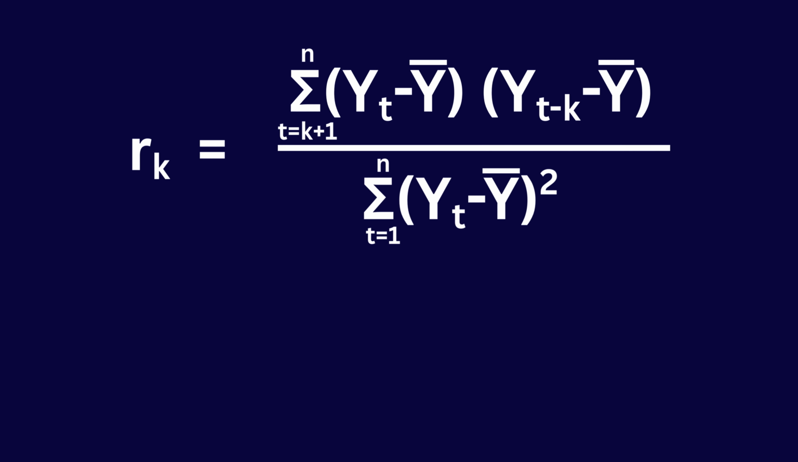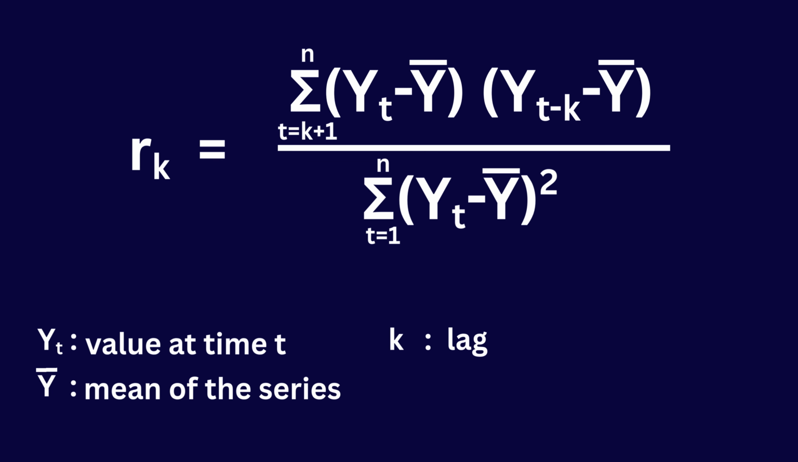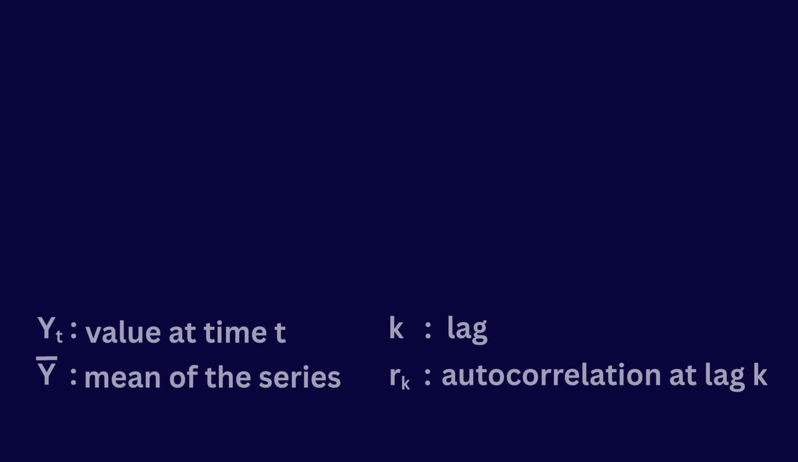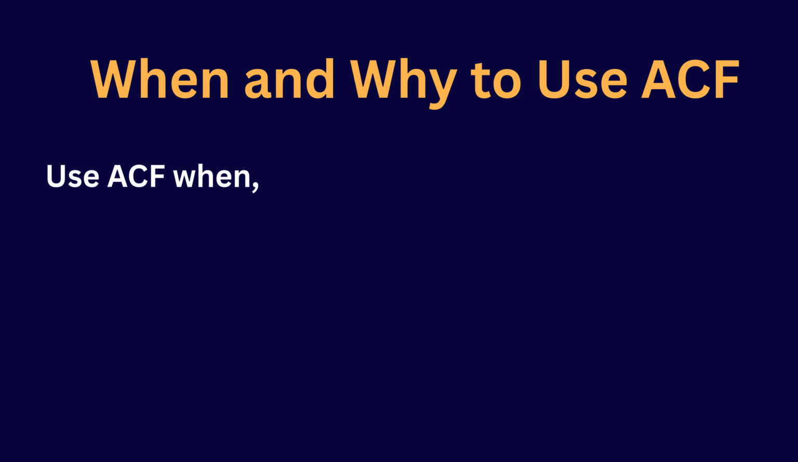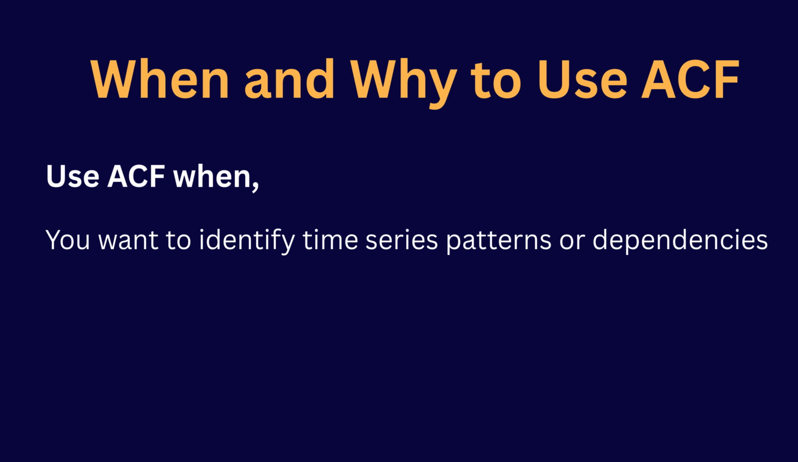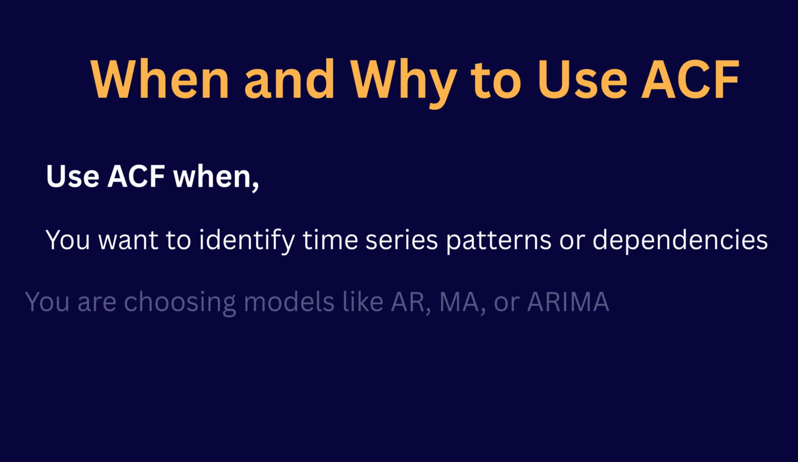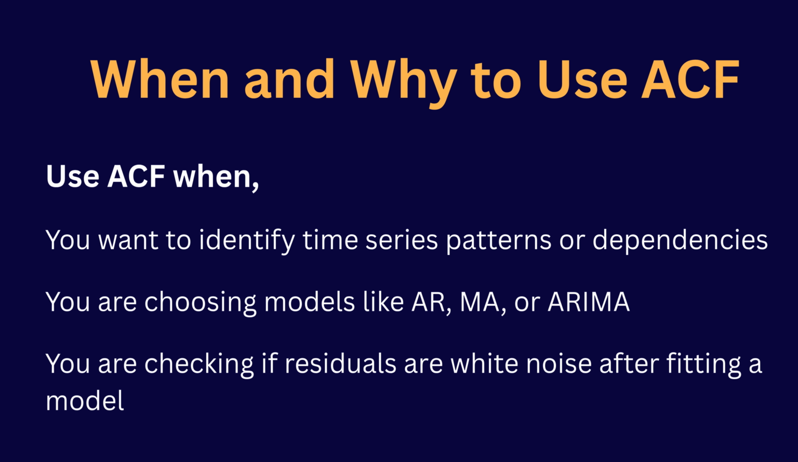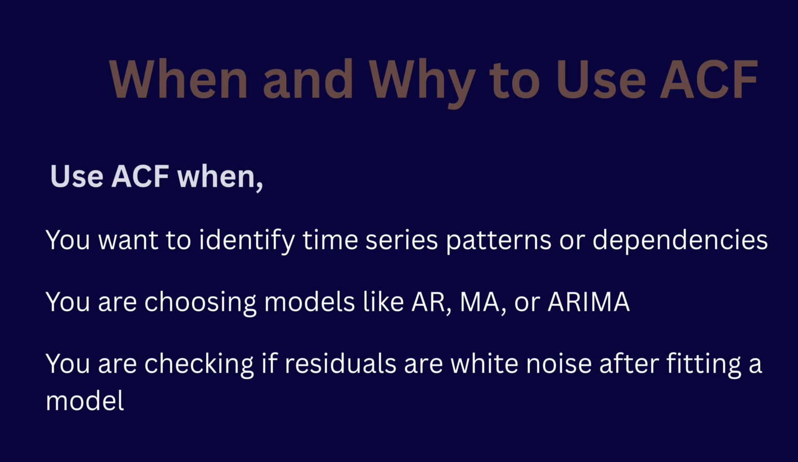This is the formula to calculate autocorrelation at lag k. So yt is the value at time t, k is the lag, y bar is the mean of the series, and rk is autocorrelation at lag k. Use autocorrelation function when you want to identify time series patterns or dependencies. Use ACF when you are choosing a model like AR, MA, or ARIMA. Use ACF when you are checking if residuals are white noise after fitting a model.